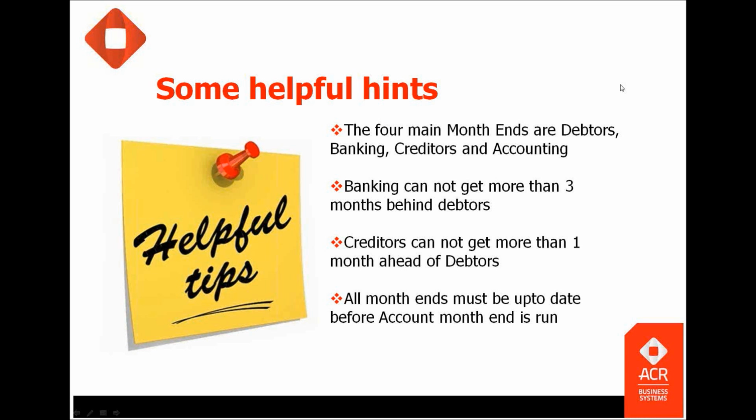So what I'll do, just a few helpful hints to summarise the information we've gone over. There are 4 main month-end processes: debtors, banking, creditors and accounting. For sites that do payroll, there is a payroll month-end. That's not included in this webinar. The banking and the creditors can't get more than 3 months behind debtors. The creditors can't get more than 1 month ahead of debtors. And all month ends need to be done before the accounting month end can be run.